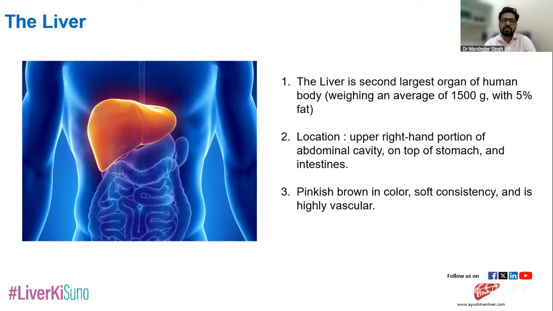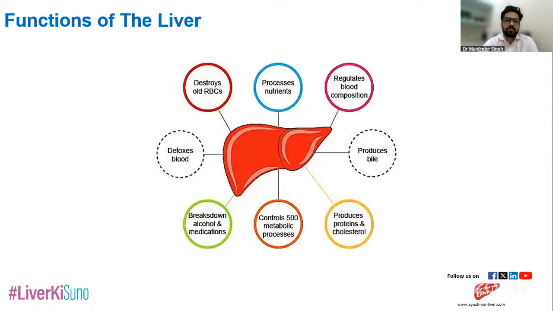As you know, the liver is the second largest organ of the human body, weighing around 1,500 grams. It is located in the right upper quadrant of the abdomen, on top of the stomach and intestines, and is soft in consistency. It is pinkish brown in color and a highly vascular structure. We all know its functions: it metabolizes the food we eat and detoxifies the blood. Along with that, it breaks down all the medications and drugs we take.